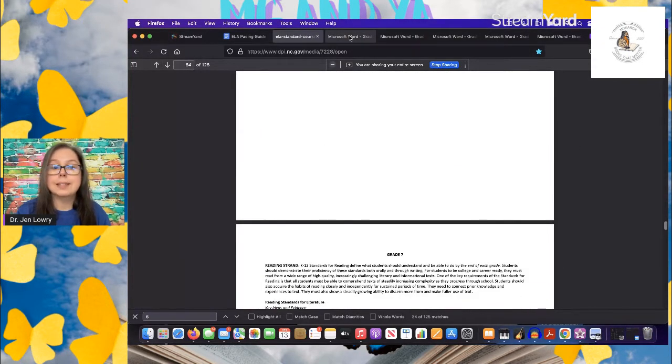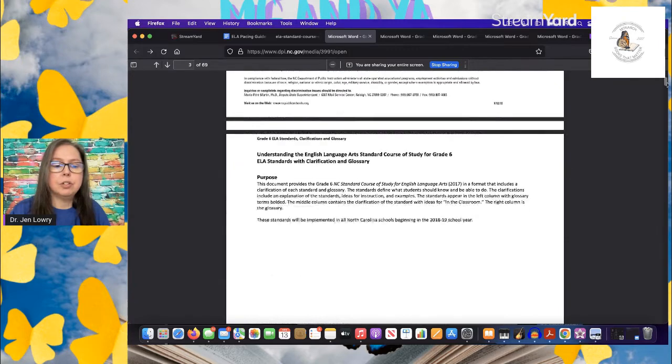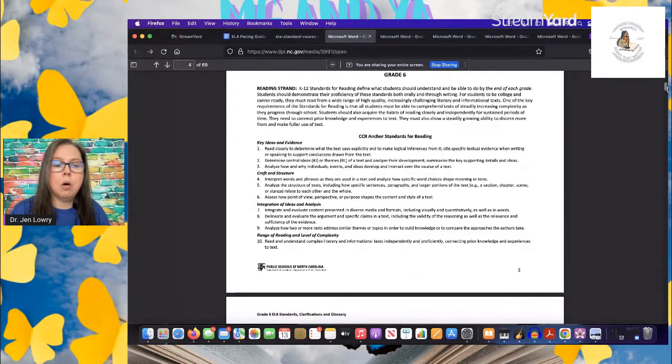I will show you the documents that I really do like to work with, and I spend most of my time in the unpacking document. So this is one for grade 6. If you scroll down, you'll already see it. It's right there. So you can bookmark these, or you can put them in a folder. You can download them and put them in a folder.